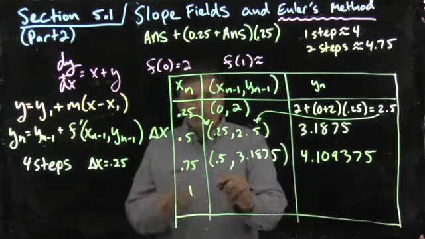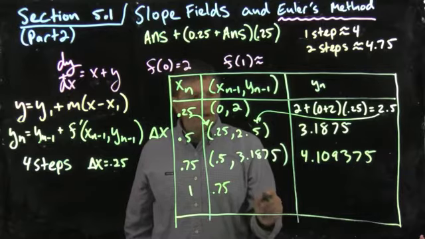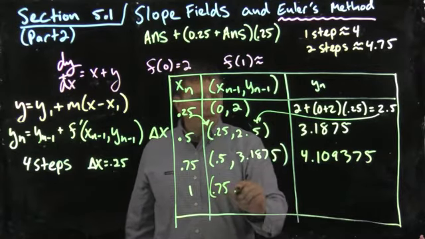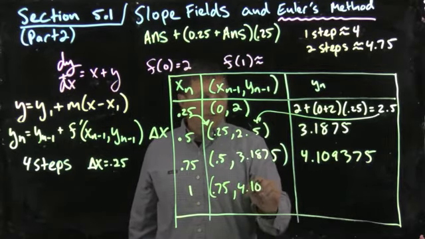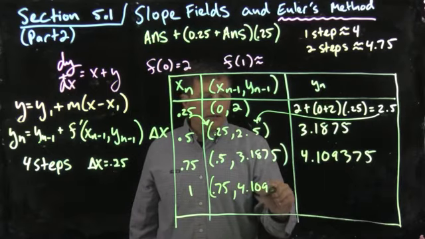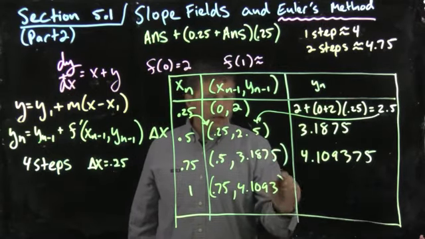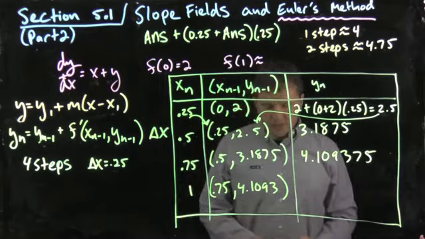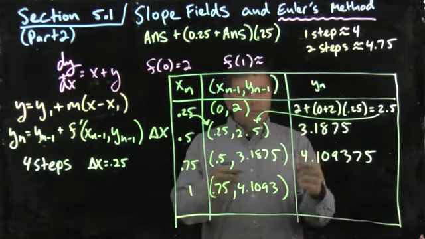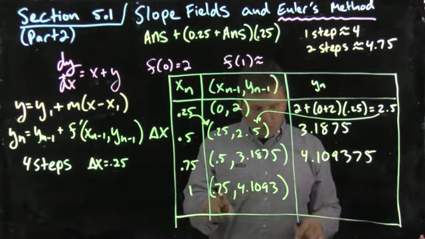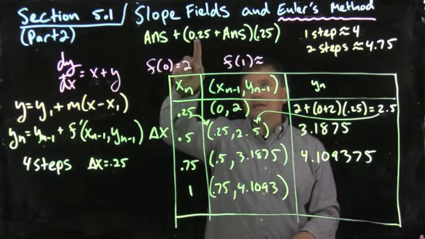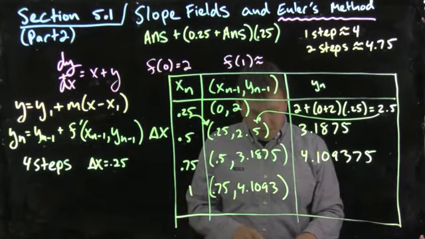And then we plug these points in, 0.75, and then it's going to be 4.1093. I'll leave it there. I'll let the calculator do the work. And once again, I'll go second enter, bring up that calculation, and the only thing I have to change is in here. I want to change that to 0.75.